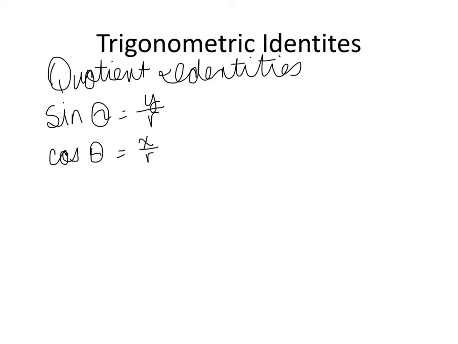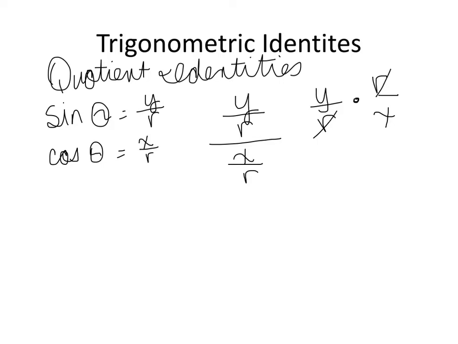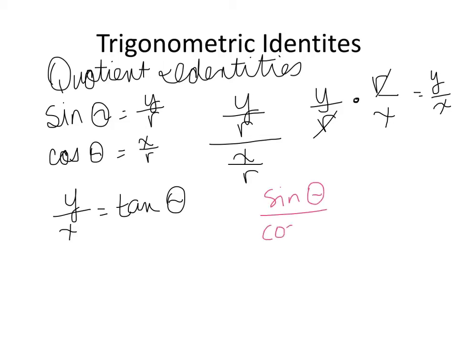So if we did y over r divided by x over r, and we did what I like to call copy dot flop, so there's your copy, there's your dot, and there's your flop. These cancel. You end up with y over x. Going back to that slide, you would see that y over x is tangent of theta. So we can conclude that the sine of theta divided by the cosine of theta is equal to the tangent of theta.